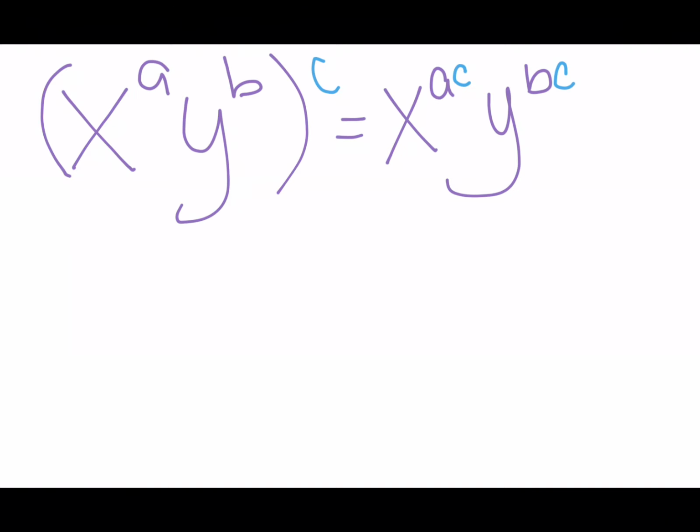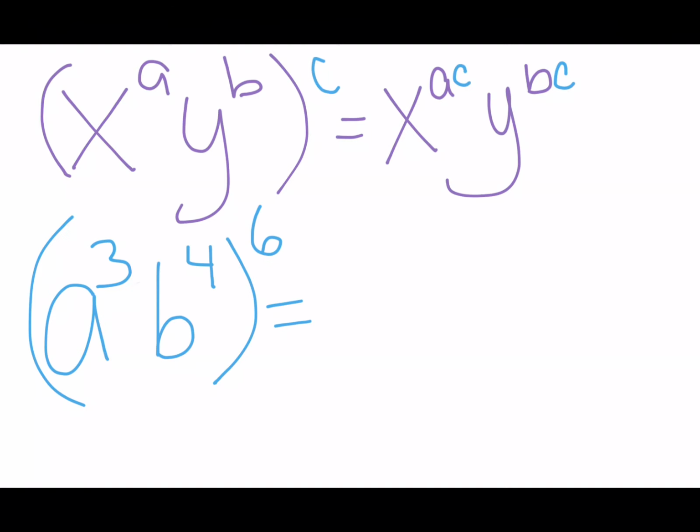Alright, this rule has two different terms on the inside of the parentheses, x to the a times y to the b, and they're both being raised to the c power. So you would take the x to the a and multiply the a times the c on the outside, and the y to the b and multiply the b times the c on the outside. So we kind of did this earlier. So let's take a look at an example.